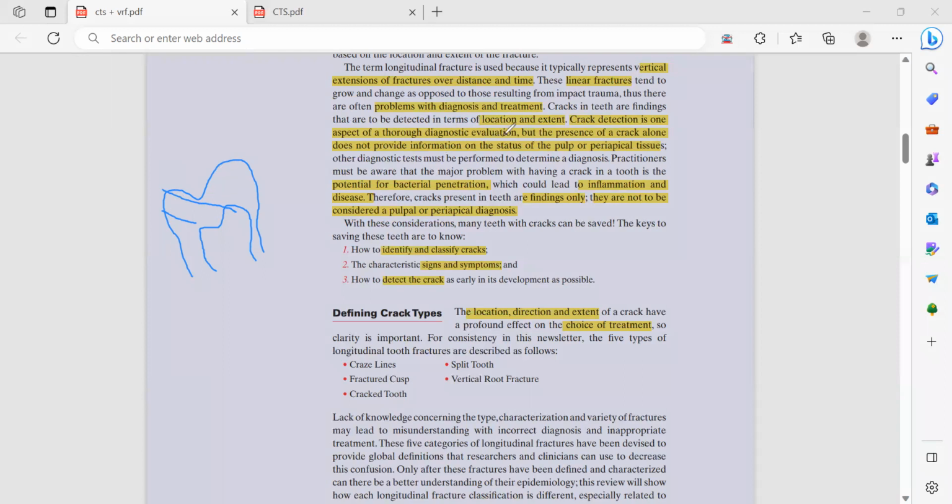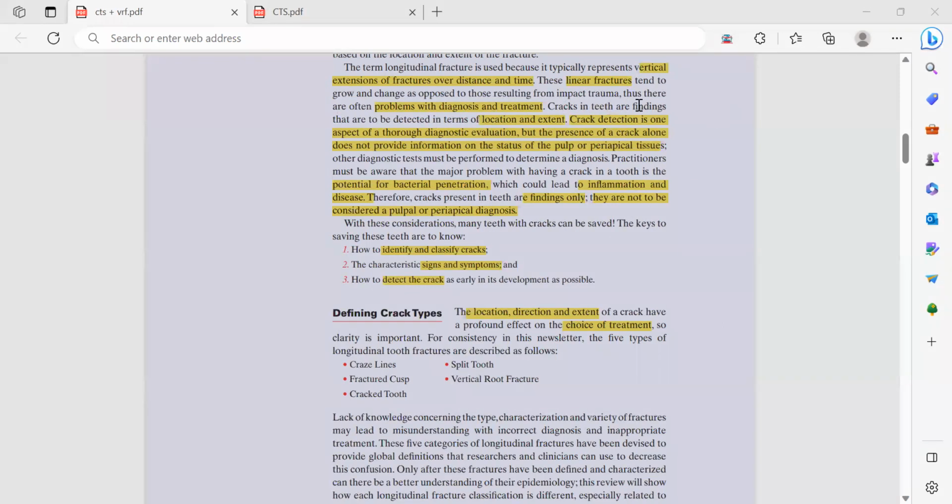And the second thing which is very important that they have given here is that the teeth findings are in terms of location and extent. Okay, so you need to find out. So I'll just clear all these. Okay.